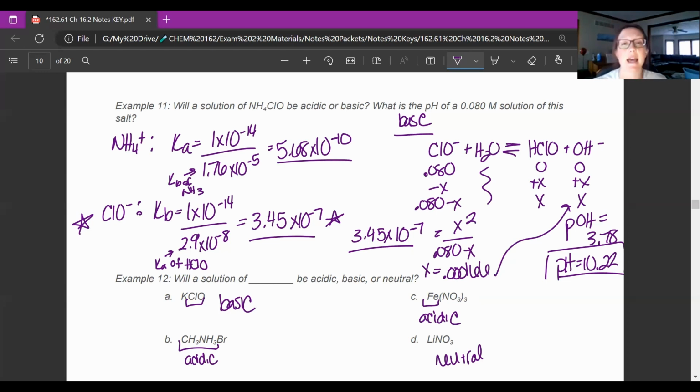Okay, and LiNO3, if I break it up, I get Li plus is the conjugate of LiOH, or it is a group 1 metal, so it does not affect pH. And again, nitrate NO3 minus is the conjugate of HNO3, which is a strong acid, so it does nothing. So that one is neutral.